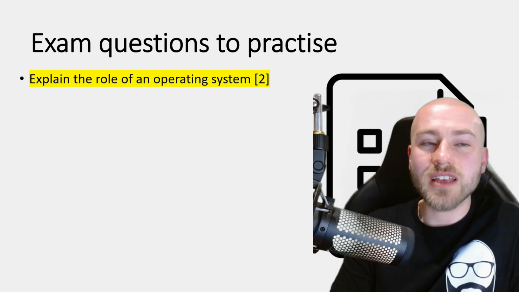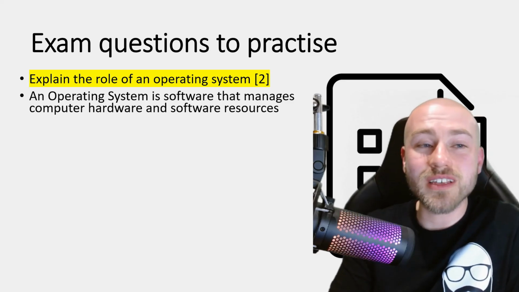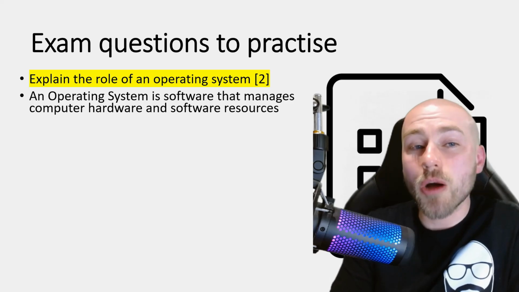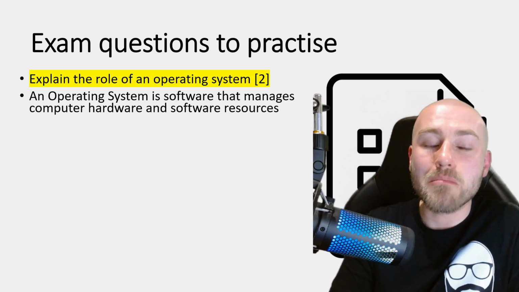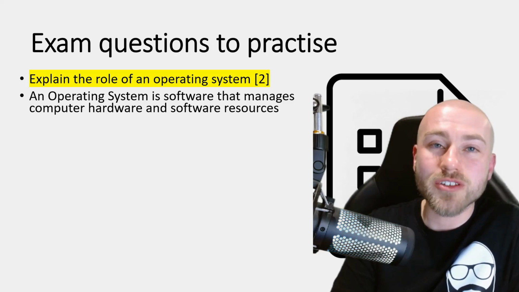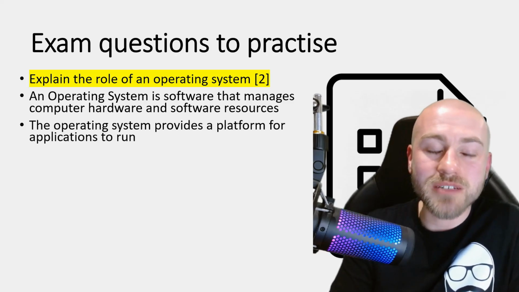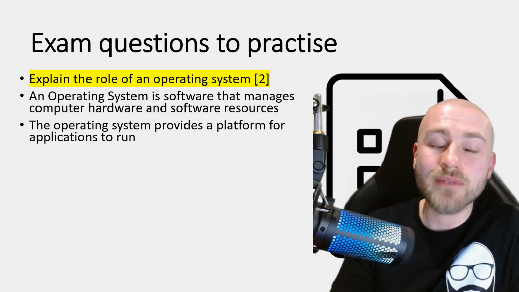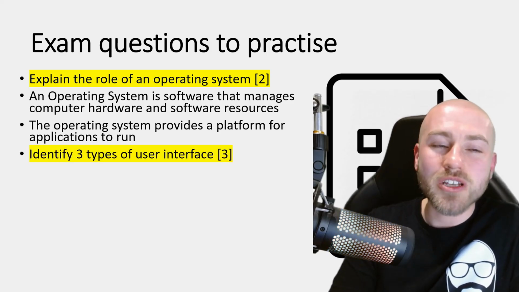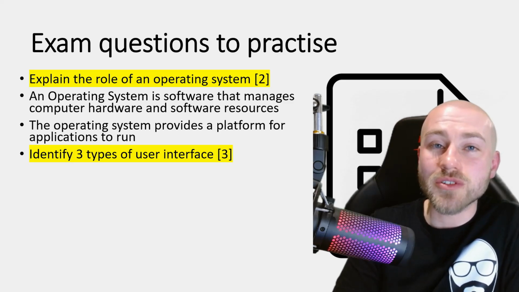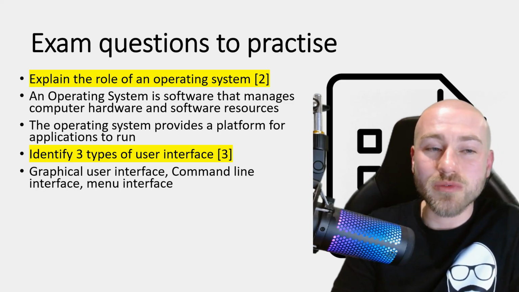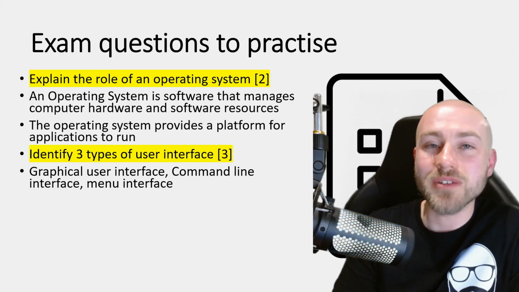Okay, let's go through some answers then. So question 1 was explain the role of an operating system. You could have written something like, an operating system is software that manages computer hardware and software resources. You could extend your explanation by saying the operating system provides a platform for applications to run. Question 2 is identify 3 types of user interface. So some of the ones we've looked at are graphical user interface, command line interface, and menu interface.